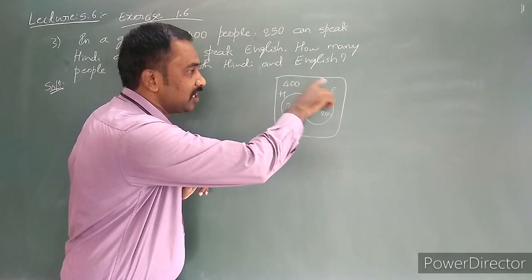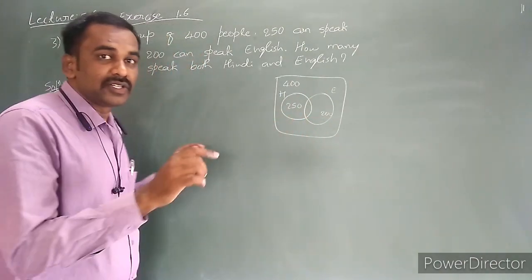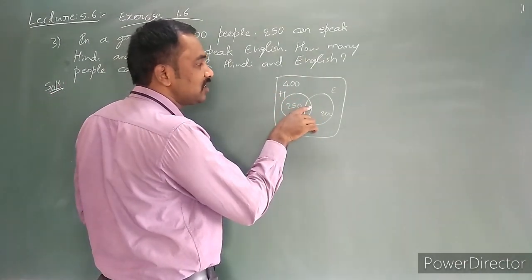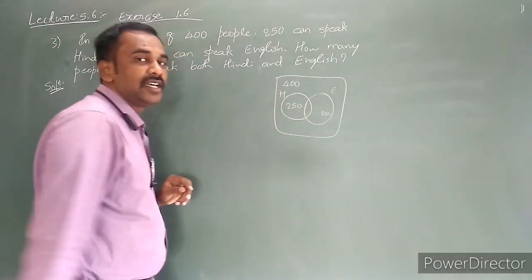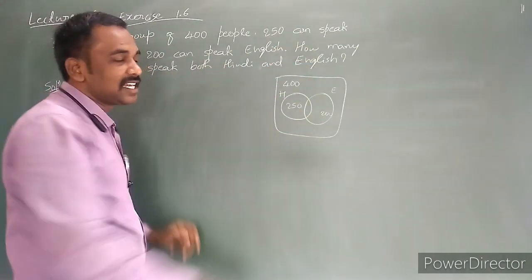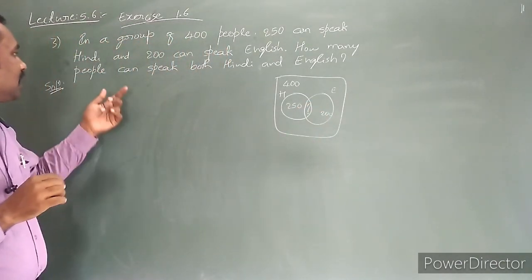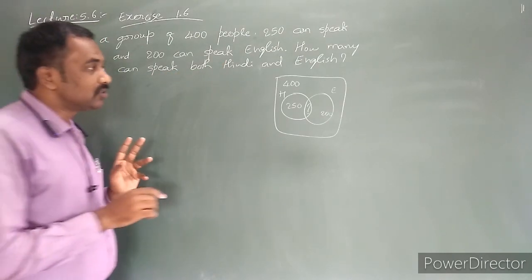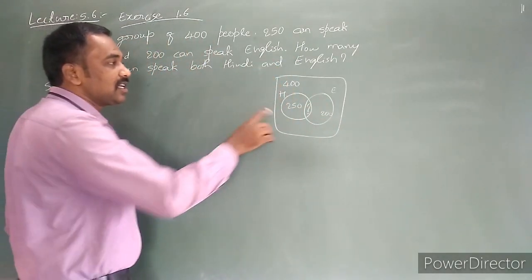If you add these two, it is more than 400. It is 450. So for that reason, there are some people who are common. What are those common people? Some students are speaking English as well as Hindi. How many people can speak both Hindi and English? That one only they are asking. Both is nothing but Hindi as well as English. Compulsorily they are speaking Hindi and English.